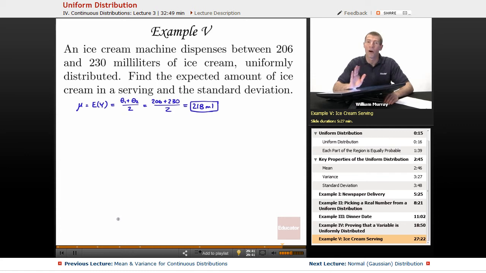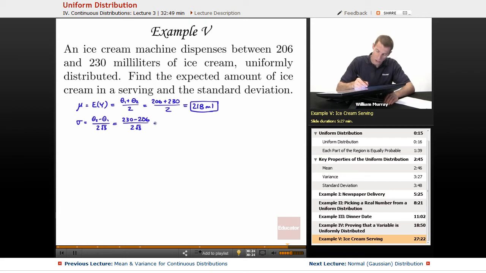Of course, that's not at all surprising. If you are going to get a random amount between 206 and 230, it's not surprising that in the long run you'll get about halfway between 206 and 230, which is 218. So that's really not surprising at all. The standard deviation I also gave you on that slide several slides ago is theta 2 minus theta 1 divided by 2 square roots of 3. So in this case, theta 2, the big one, is 230. Theta 1 is 206, and we want to divide that by 2 square roots of 3.